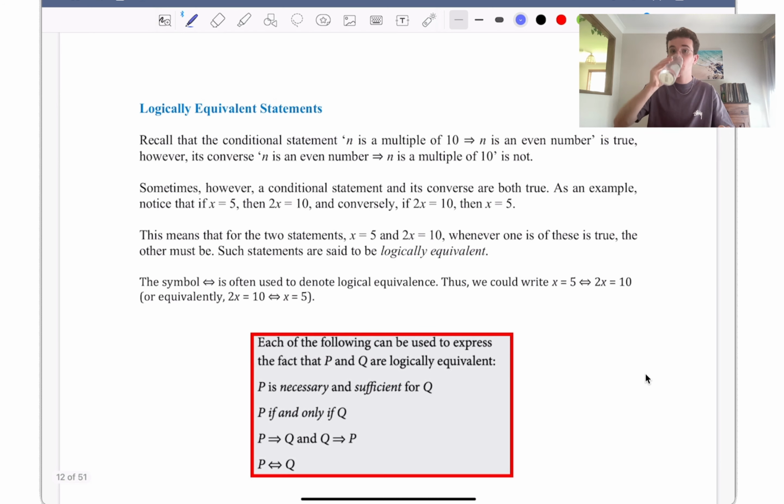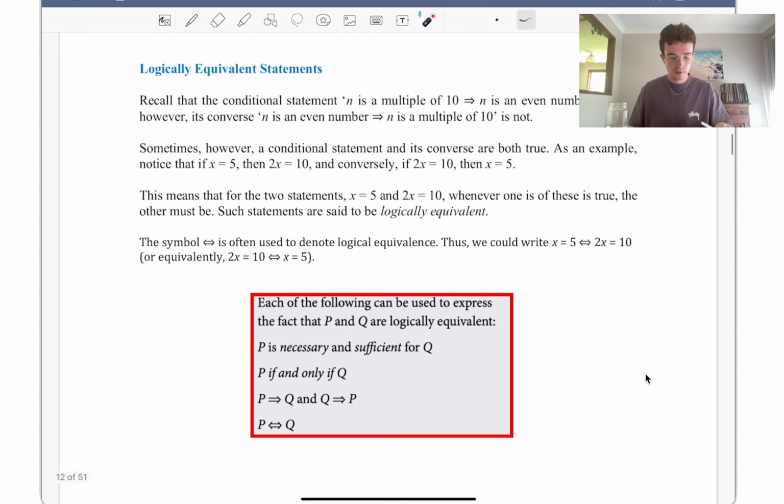Logically equivalent statements. So recall that a conditional statement, n is a multiple of 10 then n is an even number, is true, but the converse, n is an even number then n is a multiple of 10, is not. Sometimes, however, a conditional statement and its converse are both true. As an example, notice that if x is 5, then 2x is 10, and conversely, if 2x is 10, then x is 5. So this means that for the two statements, x is 5 and 2x is 10, whenever one is true, the other must be true. So we'll say these statements are logically equivalent, and we use this symbol here. It's the implication symbol with the arrowhead on either side.